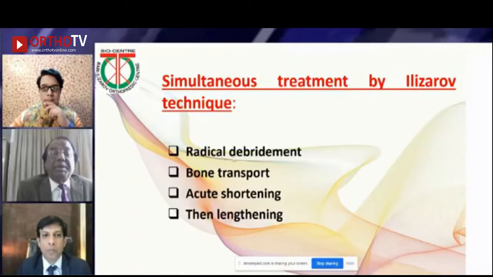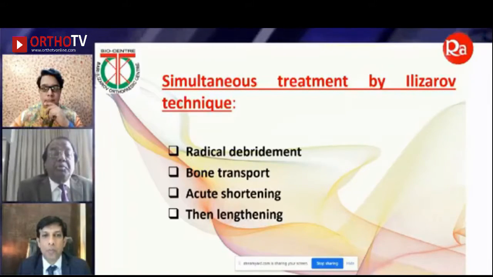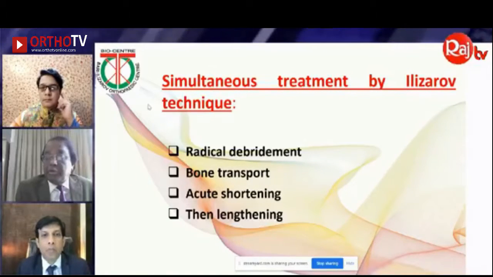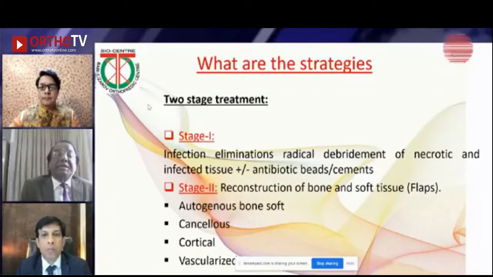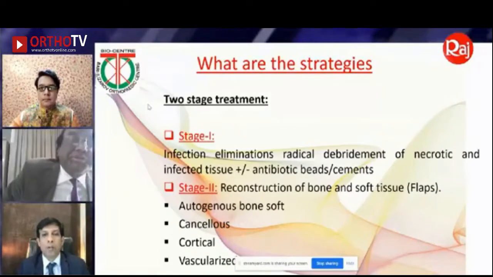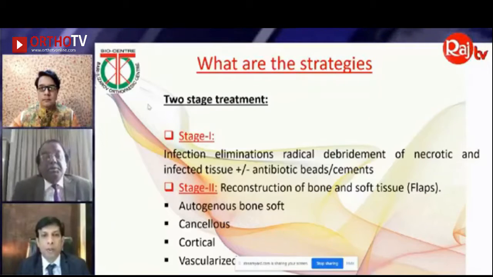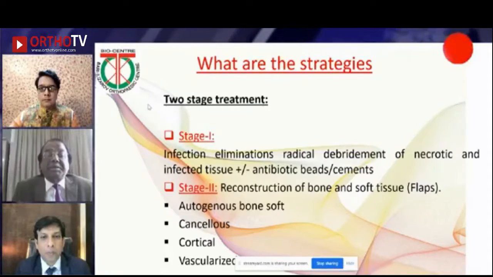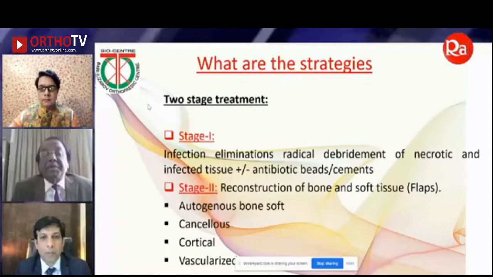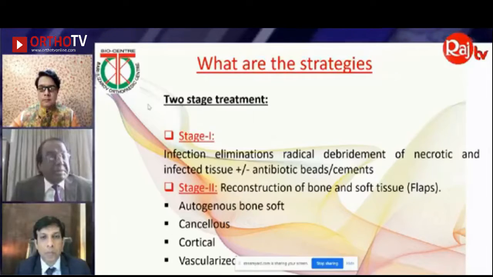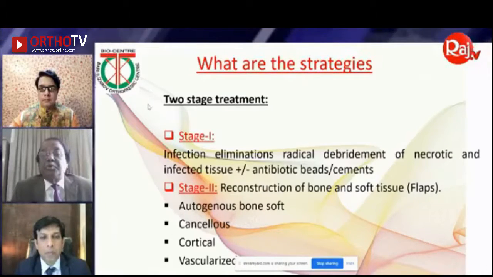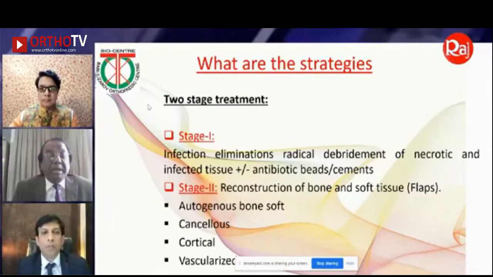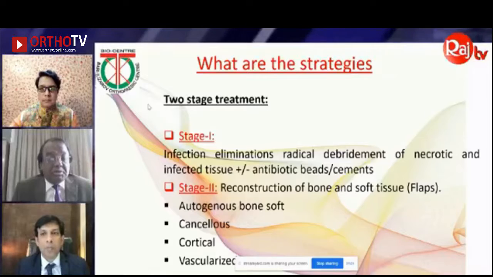You can go for radical debridement. You have to go for bone transport, and you can do acute shortening, and then you can go for lengthening. So what are the strategies? Two-stage treatment, you can go for that. Stage one, infection elimination: radical debridement of necrotic and infected tissue, and you should prescribe antibiotics, or you can go for cement. Stage two, reconstruction of bone and soft tissue. You can go for flaps, autogenous bone graft, or cancellous bone grafting.